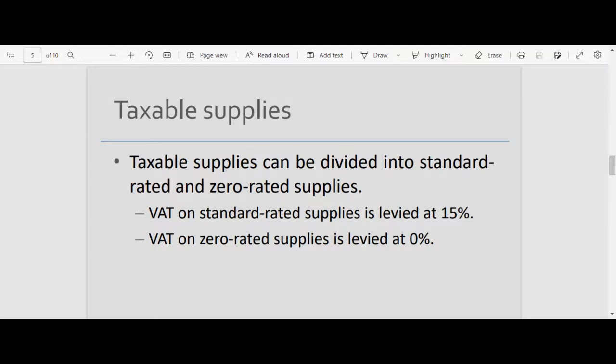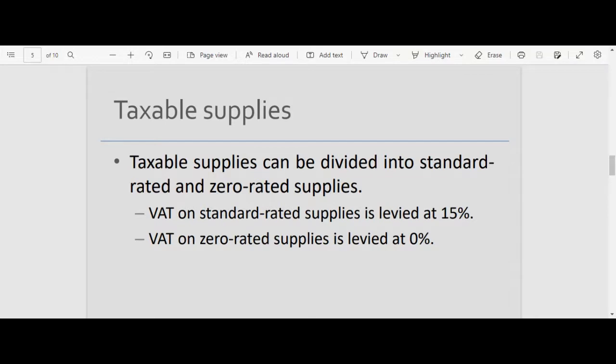So what, ladies and gentlemen, what is the difference? If somebody, I think this might be a long story to type, so if somebody wants to maybe say it in person, what is the difference between a zero-rated supply and an exempt supply?